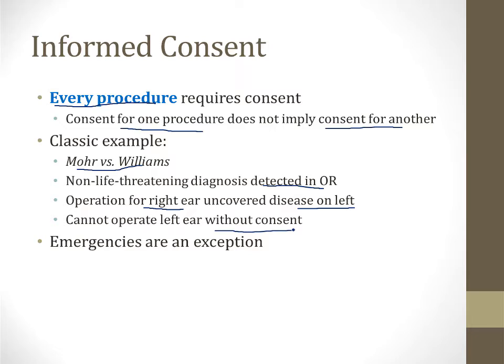Now, one thing I should point out, emergencies are an exception. So if a patient begins to bleed from their liver during an operation, you can obviously treat them for that. That is an emergency. But if you detect a non-emergent condition like a potential tumor that is slow growing and not immediately fatal in another part of the body, you cannot operate on that when you only have consent for operating in another part of the body.